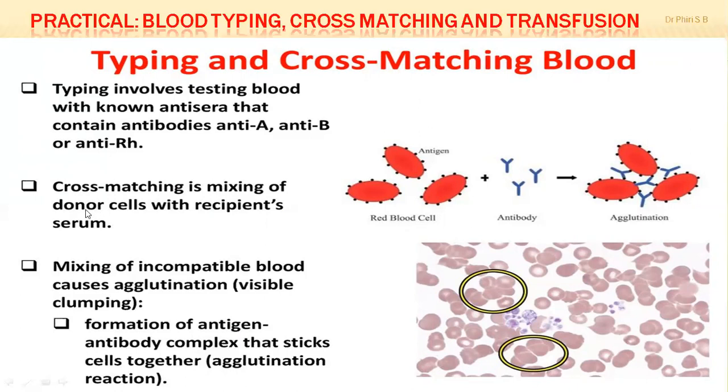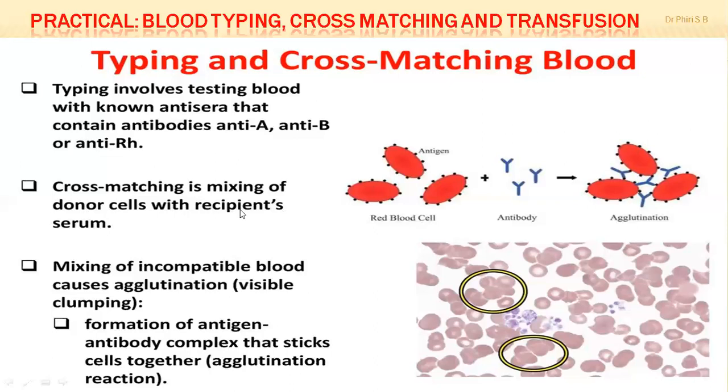Cross-matching is mixing of donor cells with recipient serum. So the donor, you provide the cells, and the recipient, you provide the serum. Within the serum, you have antibodies. This cross-matching is a test that is done before transfusion. You want to see if the patient's blood will react with the donor's blood. That's why you are mixing the donor's red blood cells with the patient's or recipient's serum.